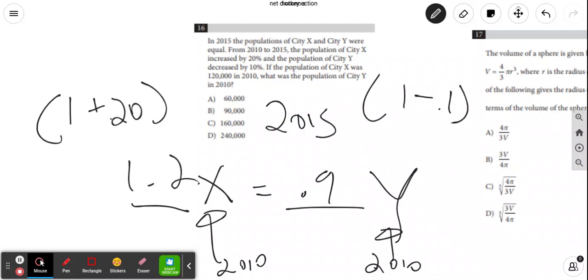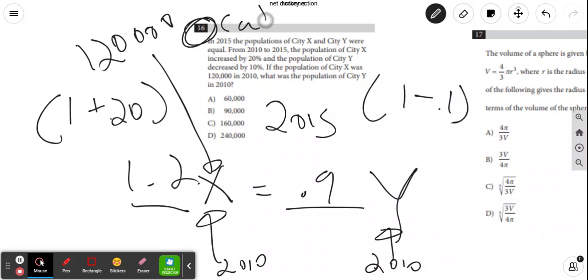And it's asking, if the population of city X was 120,000, here you can plug it in, 120,000 for here. What is the population of city Y in 2010? And this one is definitely a calculator problem. You are not doing this in your head. Calc problem. So for this one, the calculator I use is a TI Inspire.